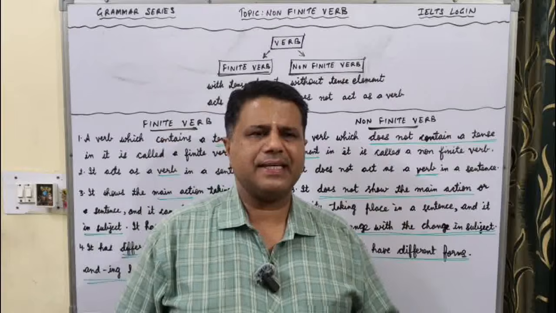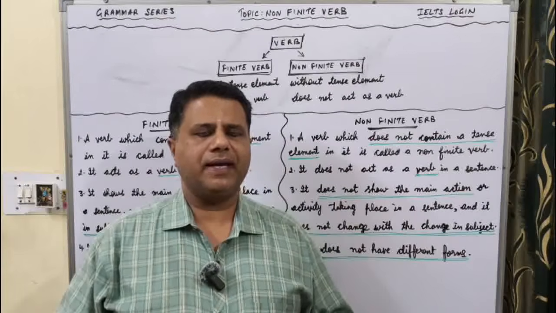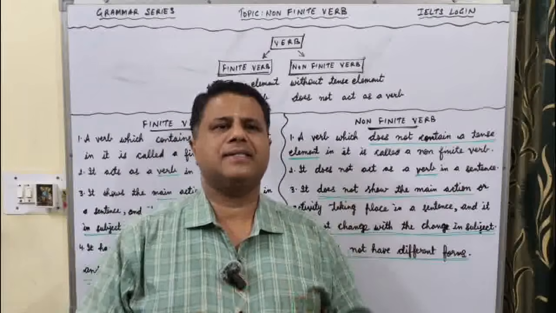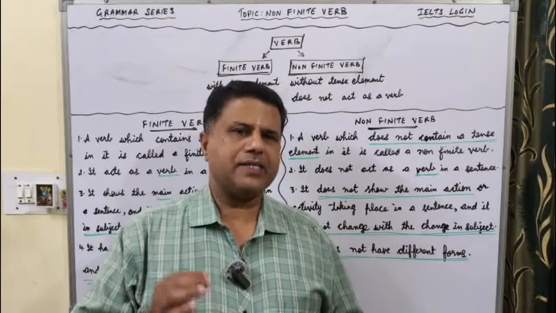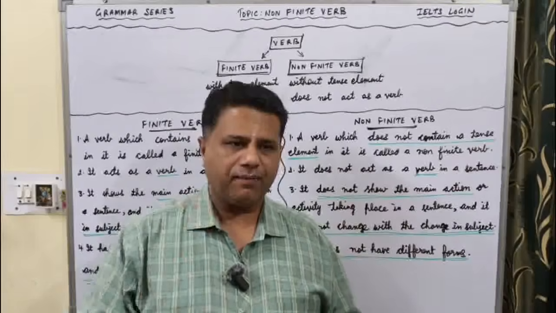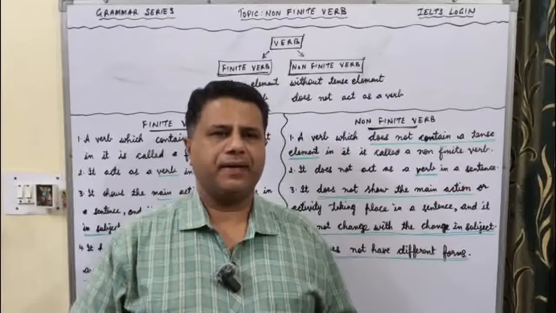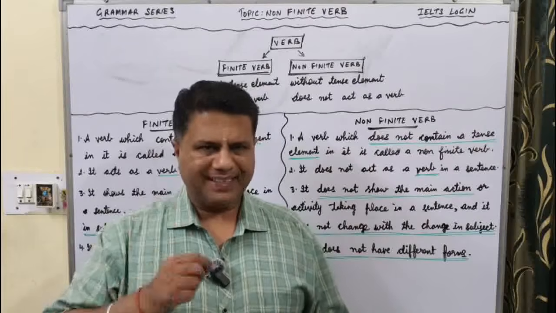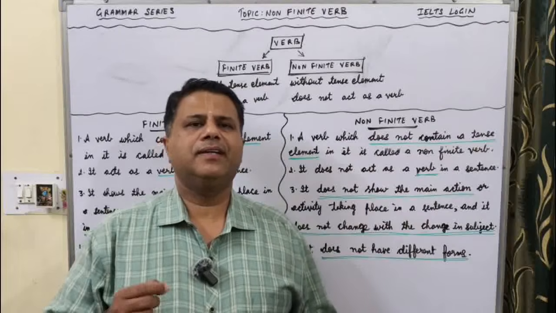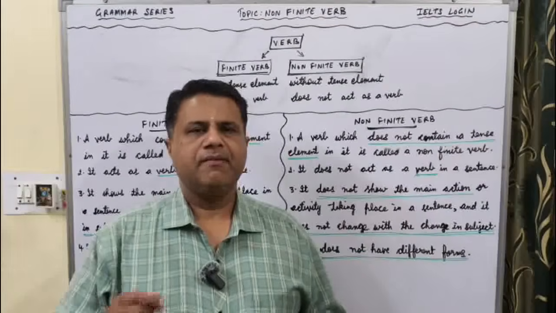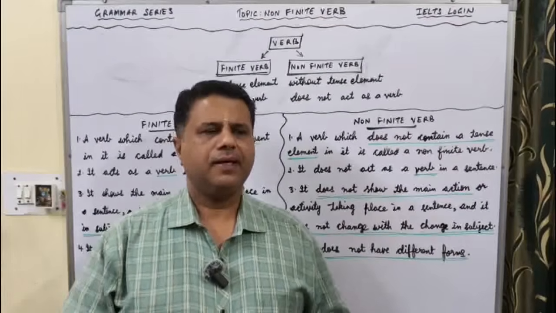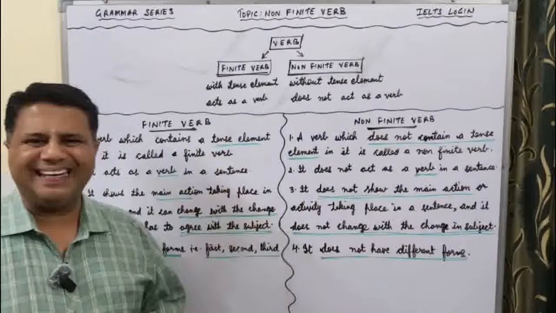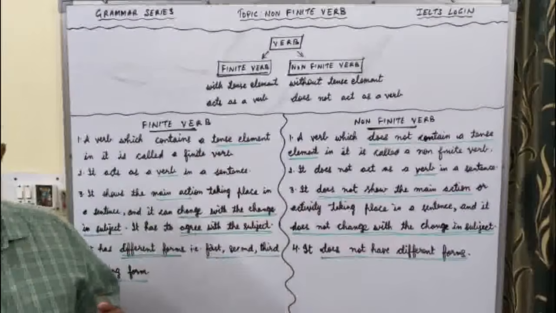Finite verb will have a tense element. Non-finite verb will not have a tense element. In both the cases, the form is same. What is the form? Form is that of verb, but its role will be different. In finite verb, the role will be that of a verb, but in case of non-finite verb, the role of this verb will not be that of a verb. It can be different. So let's get some more details from the board.